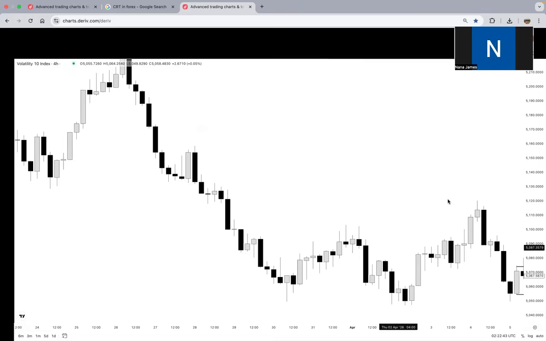Here, just go through the chart and look for these two candlestick patterns, and then you see how you could have traded them on the 15 minutes.